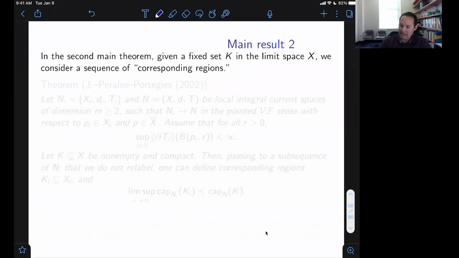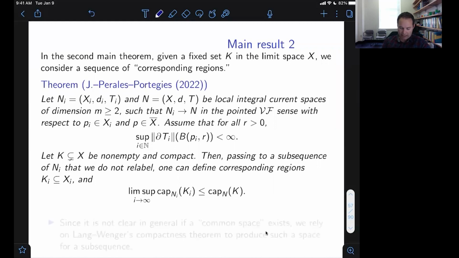The reason there's a technical hurdle here is that Sormani and Wenger proved this nice theorem. You could call it a common space theorem. It shows when you have intrinsic flat convergence, you can embed the entire sequence into one common space where you get flat convergence. That's not so clear in the pointed case or the local case. So we need to actually use a theorem that has a technical hypothesis that must be satisfied. So it's a similar statement as before. We have these integral current spaces that are converging.